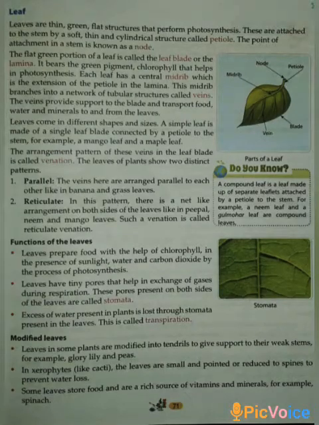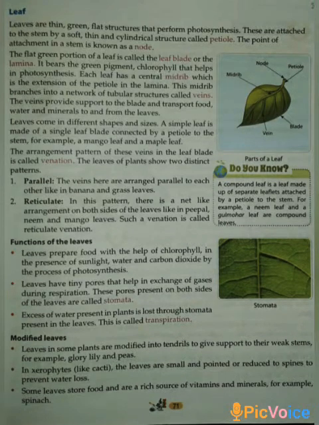Leaf. Leaves are thin, green, flat structures that perform photosynthesis. These are attached to the stem by a soft, thin and cylindrical structure called petiole. The point of attachment in the stem is known as a node. The flat green portion of a leaf is called the leaf blade or the lamina. It bears the green pigment, chlorophyll, that helps in photosynthesis.